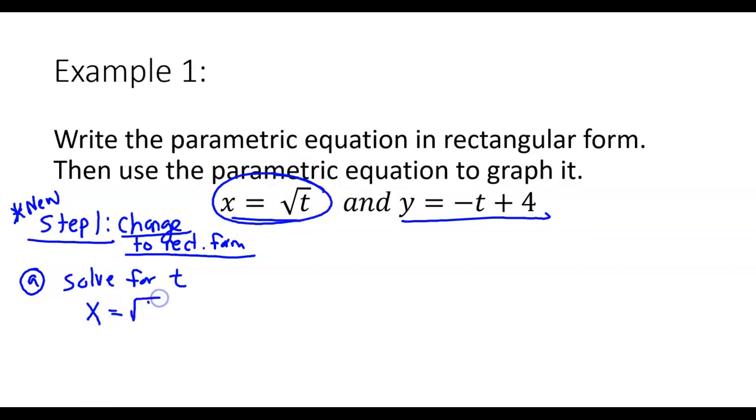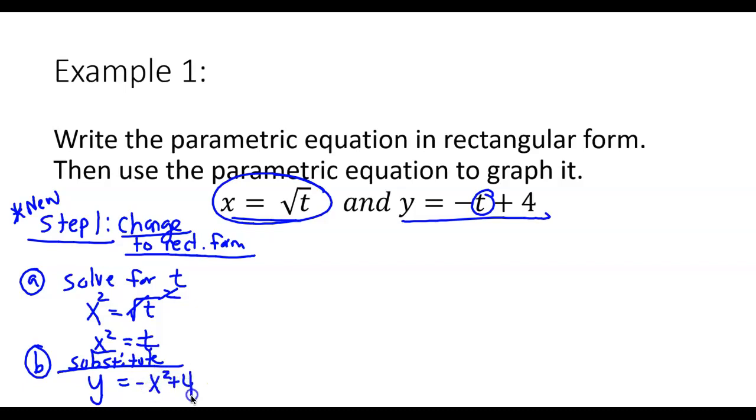So if I wanted to solve for t, get t by itself, what would I do? Well, I would square both sides to get rid of the square root. And that means that t is equal to x squared. The next thing you're going to do is substitute. Since t is equal to x squared, I can replace this t with x squared. Okay, so that's step one. I'm done. This is now a rectangular equation here. So that's the end of step one.